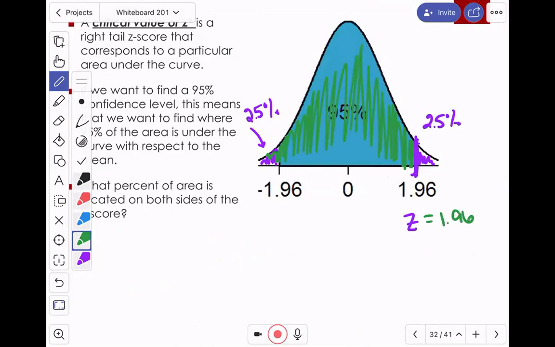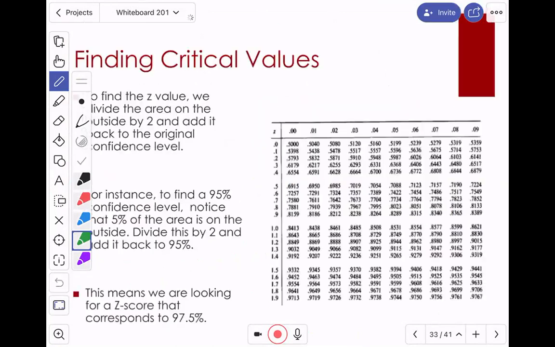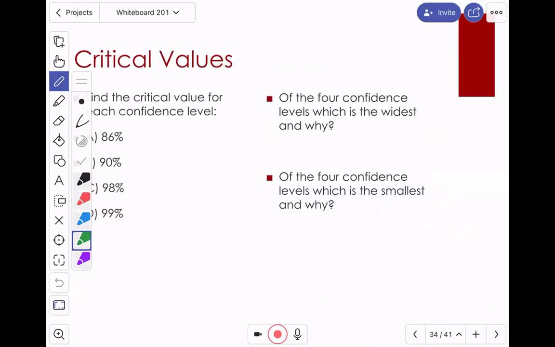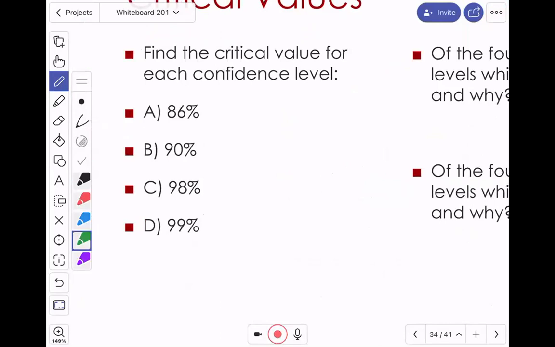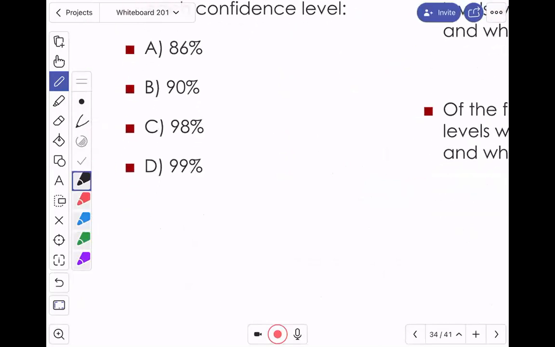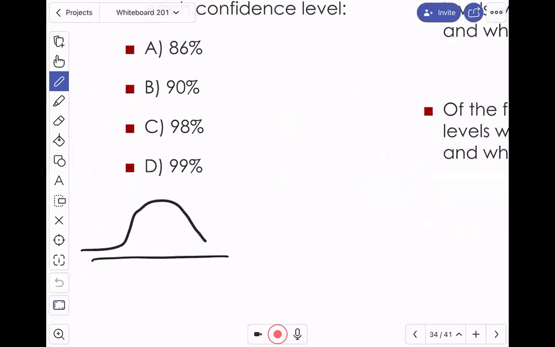So the process is like this. I'm going to give you a confidence level. For instance, I'm going to give you 86% as a confidence level. The first thing you're going to do is draw a curve, a normal curve. I'm going to ask you for this curve, how much data sits on the inside of the curve?